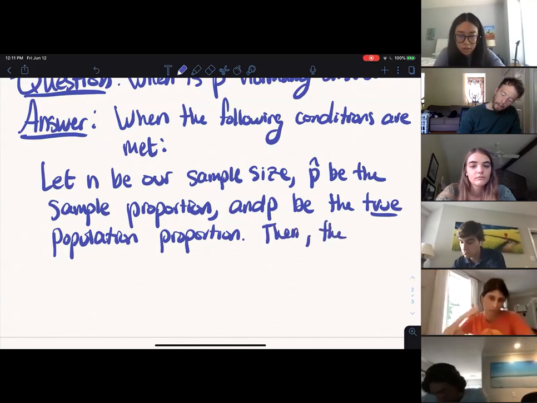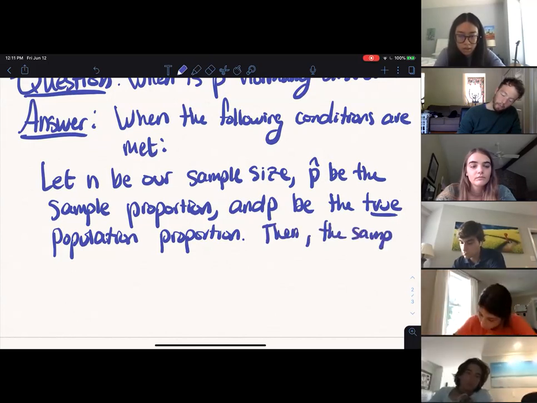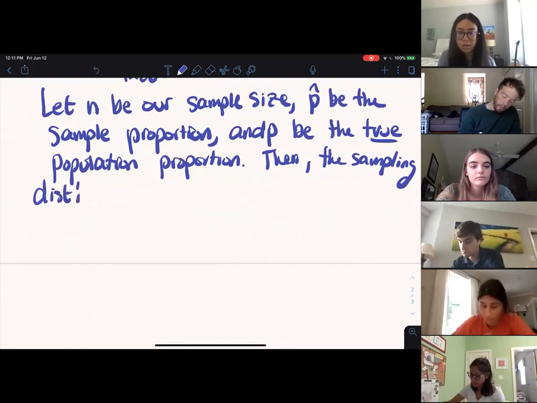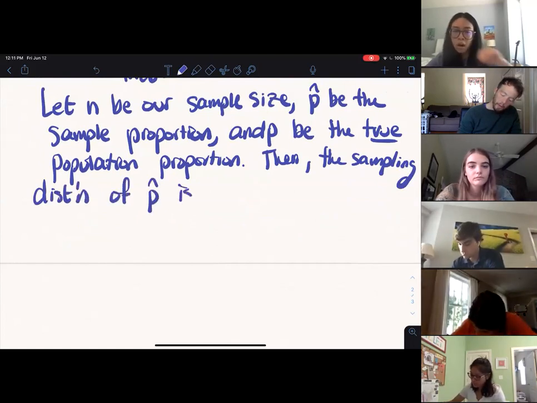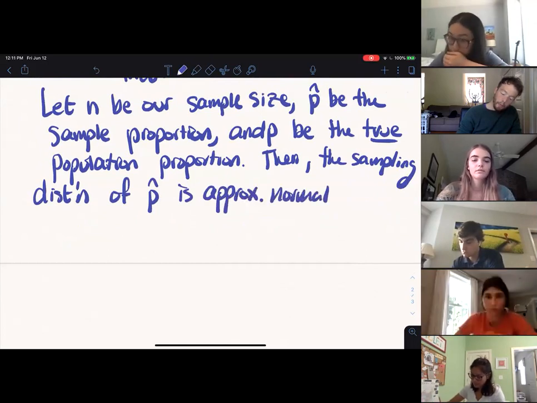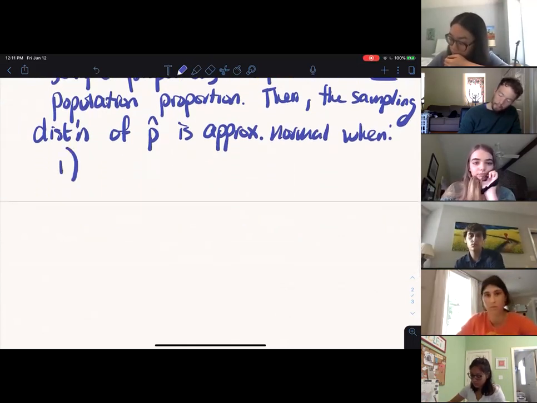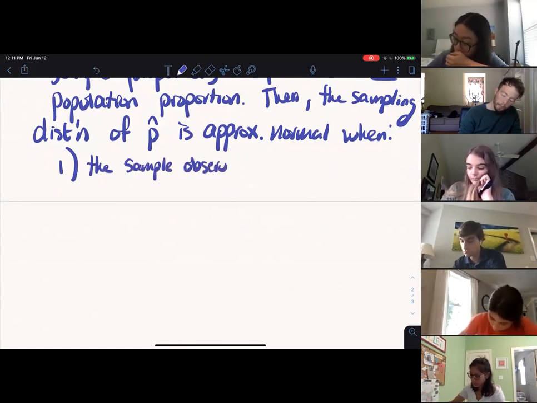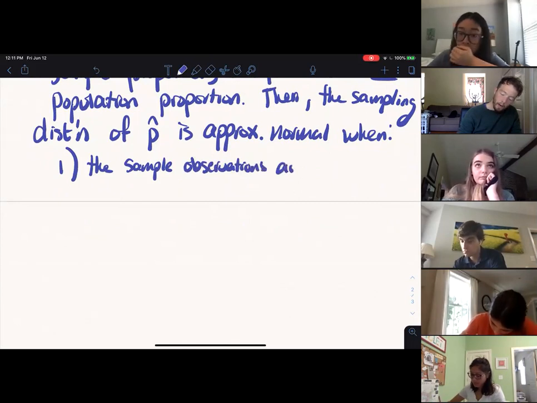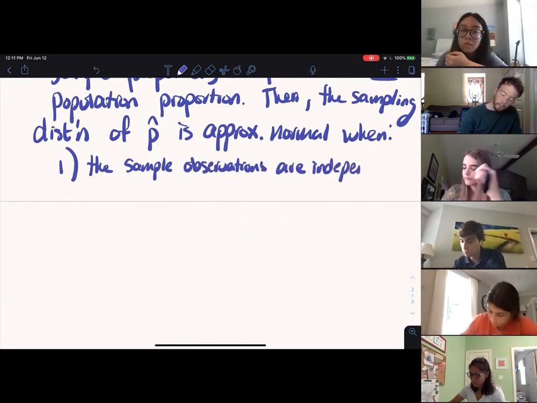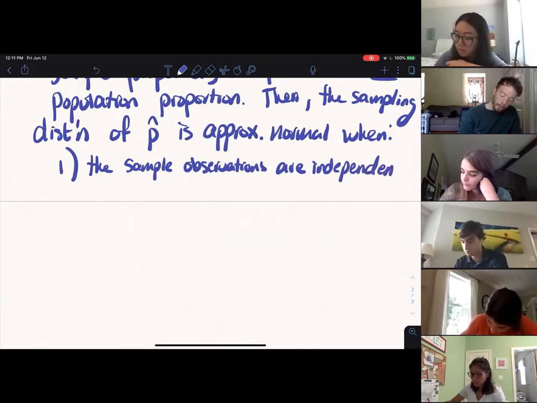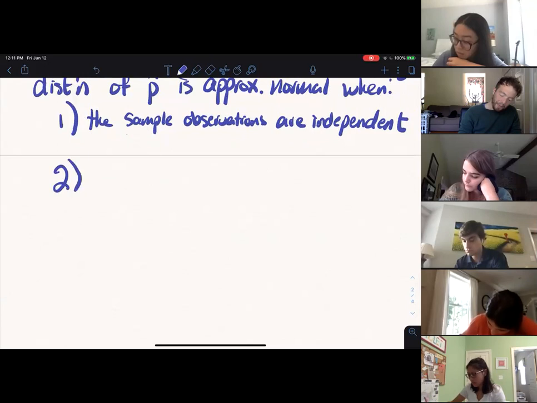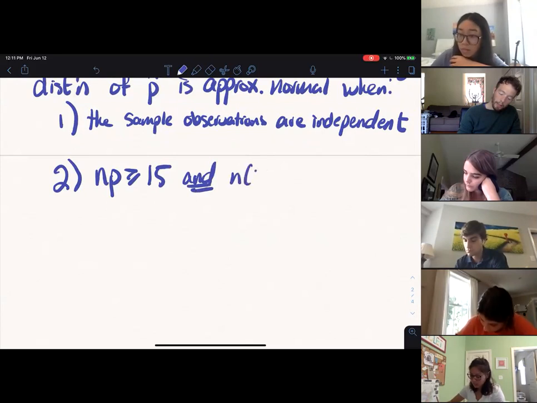Then the sampling distribution of p hat is approximately normal when 1, the sample observations are independent, and 2, n times p is greater than 15, and n times 1 minus p is greater than 15.